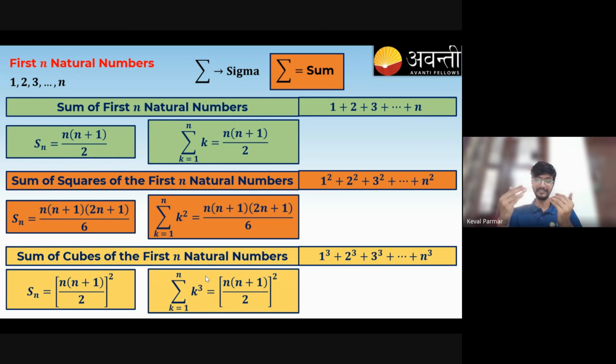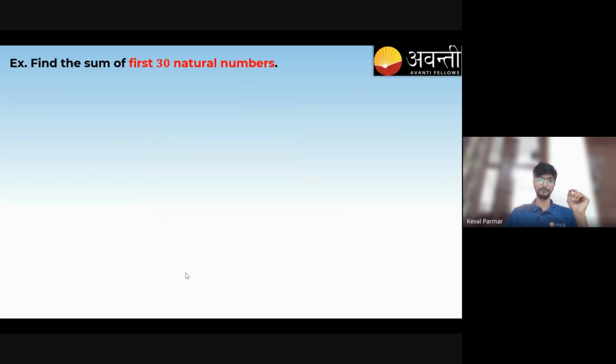Again, you can see the formulas. First n natural numbers: n into n plus 1 upon 2. Squares: n into n plus 1 into 2n plus 1 upon 6. Cubes: n into n plus 1 upon 2, the whole square. Correct, guys? So let's see what we have next.